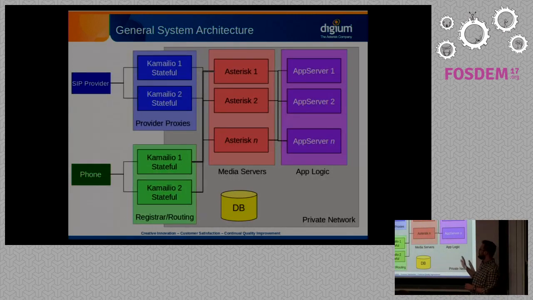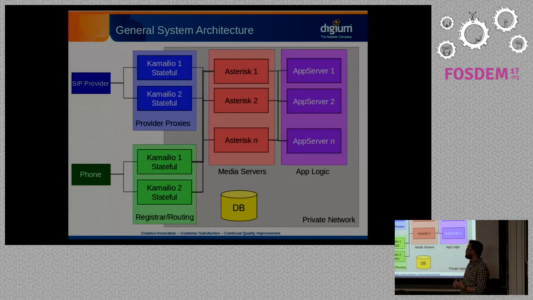So from a very high level, I want to build an architecture or a system that looks something like this. I have a pool of Kamailios that are performing my registration. They're acting as my registrar, and they're doing the routing to my Asterisk servers that are acting as my media application servers.